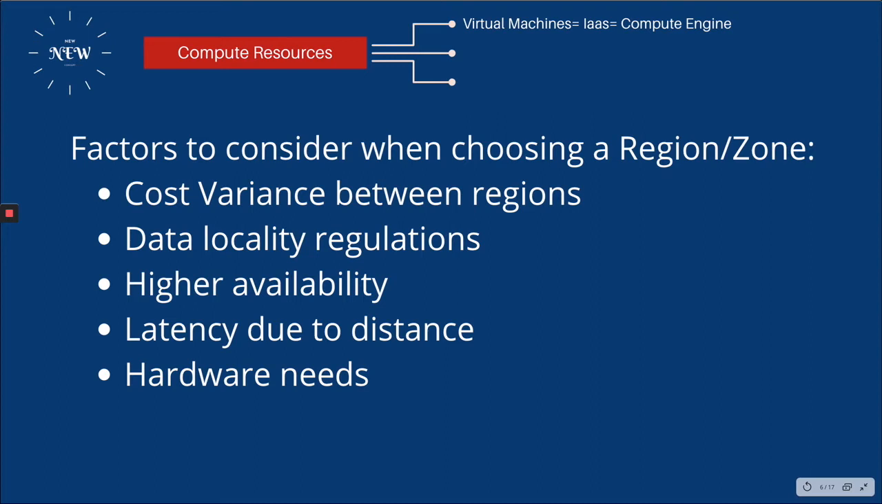Latency due to distance, this is a similar concept. The further your customers are from your data center, the higher the latency will be. Hardware needs. Some machine types need specific hardware, so not all hardware is available in all Google Cloud data centers. Therefore, you need to choose the regions and zones where that hardware is present.